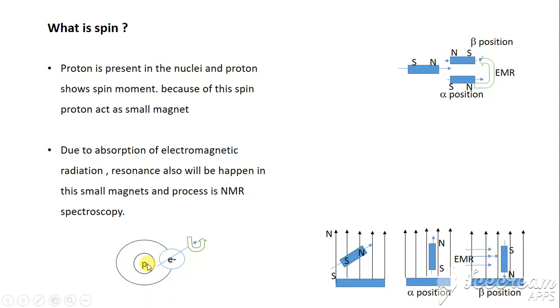In this figure, there is a proton, and an electron moves around the proton. The electron also rotates around its own axis.